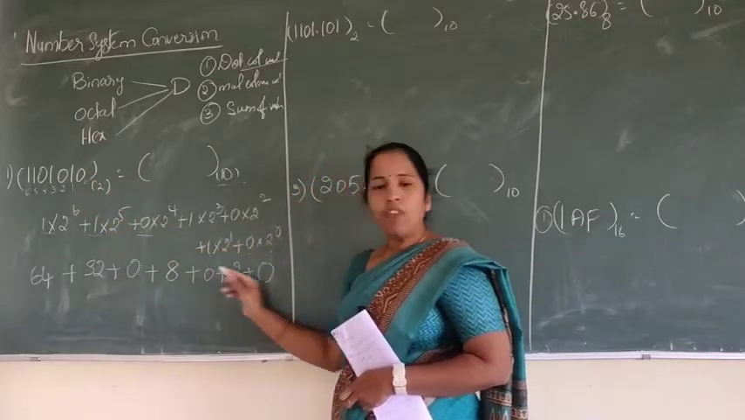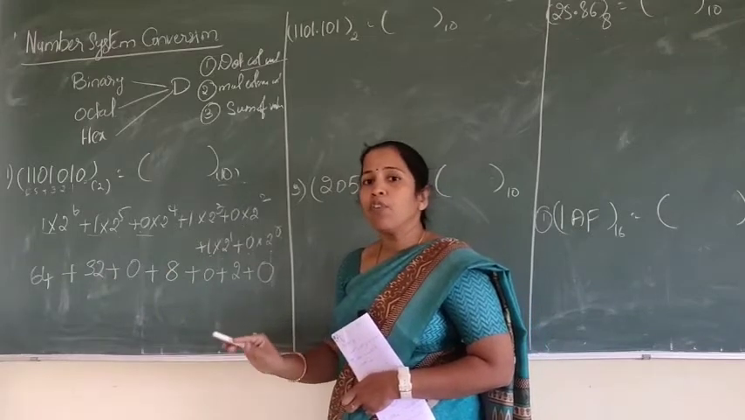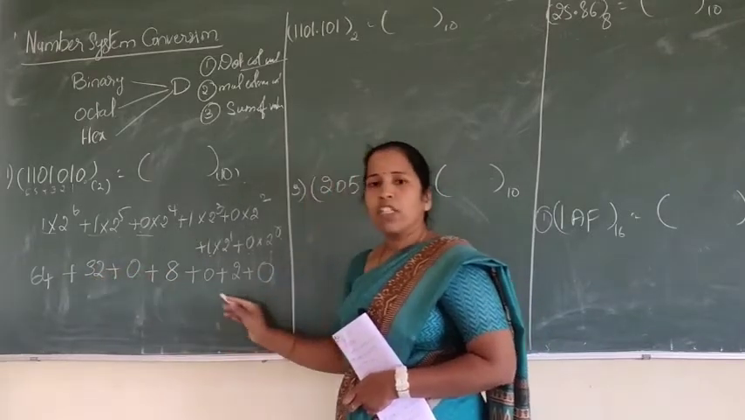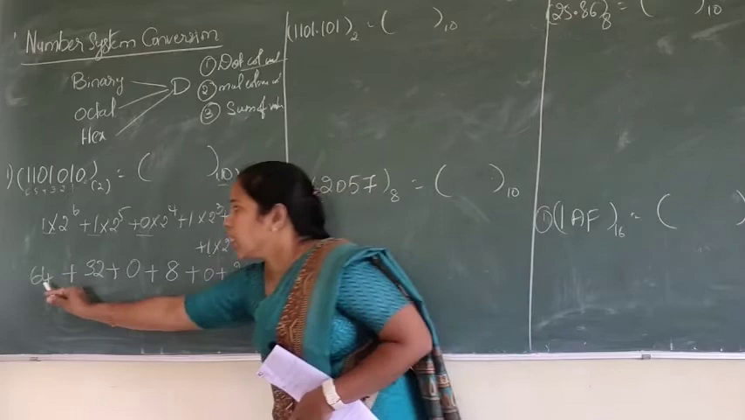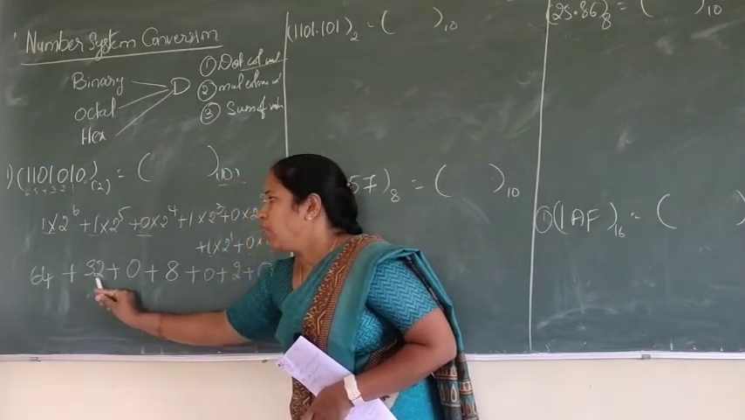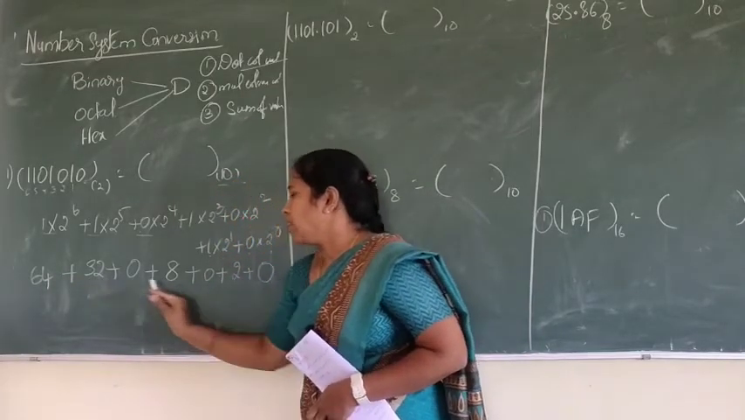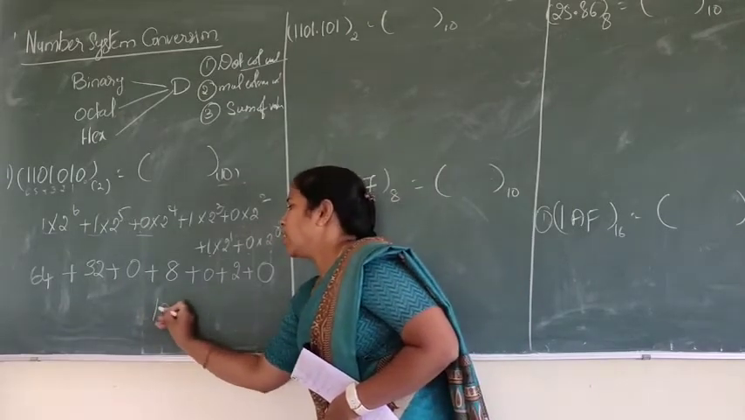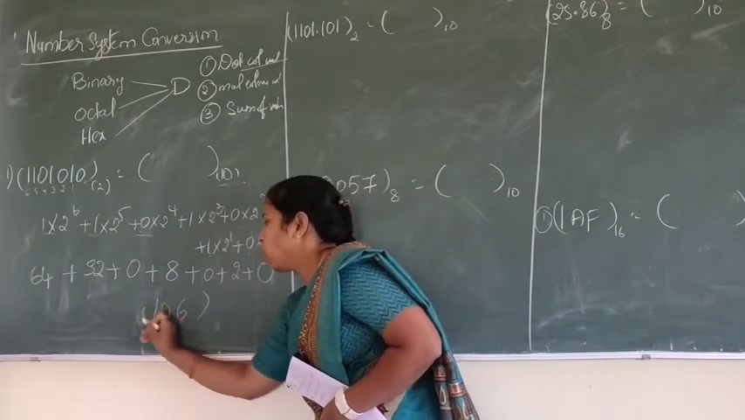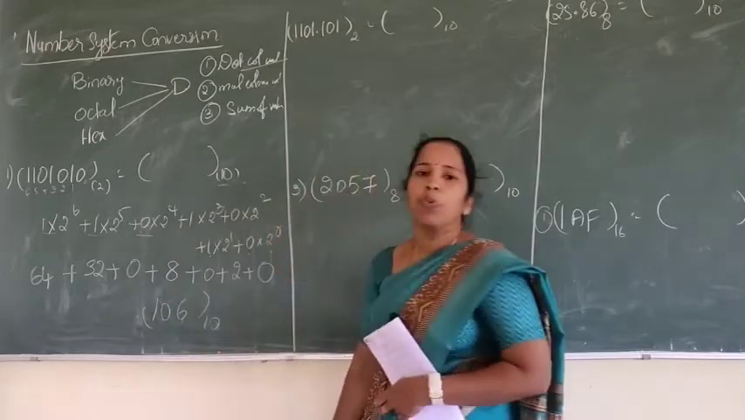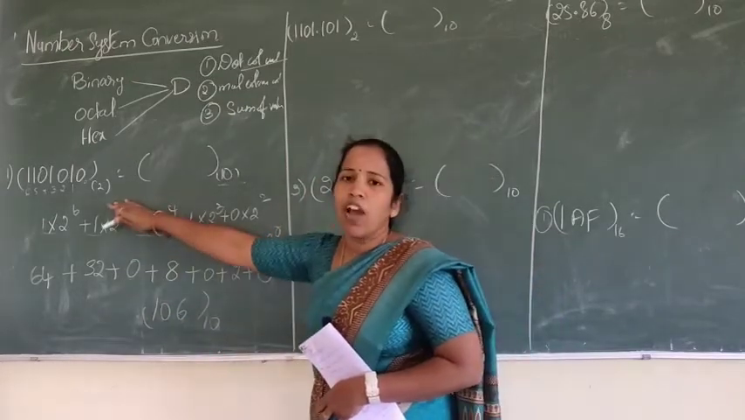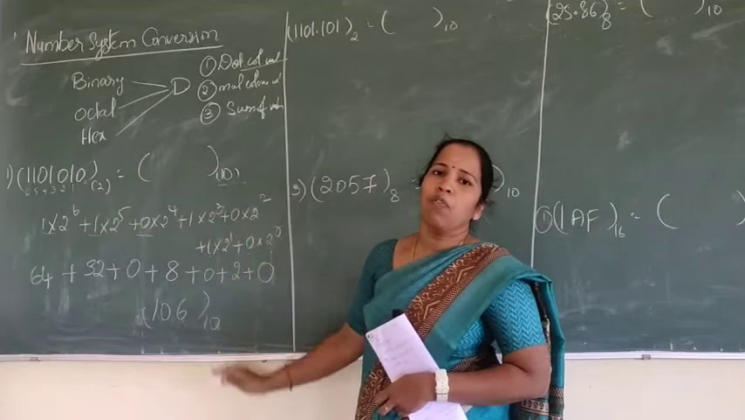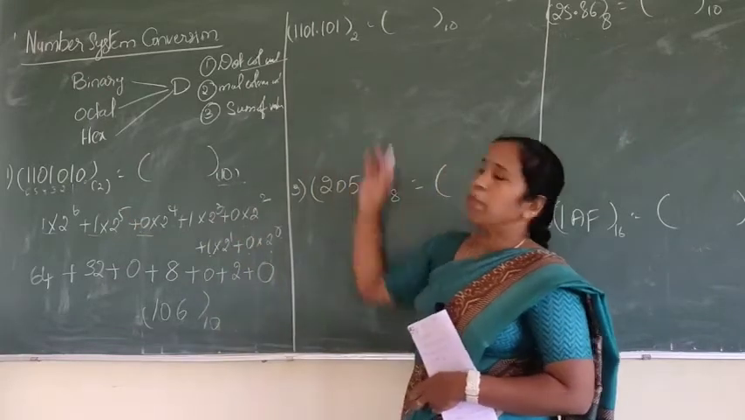Now I have the column values. Next, I have to sum these values: 64 plus 32 is 96, plus 8 is 104, plus 2 is 106. This is the decimal value, the result of converting the binary value into decimal.